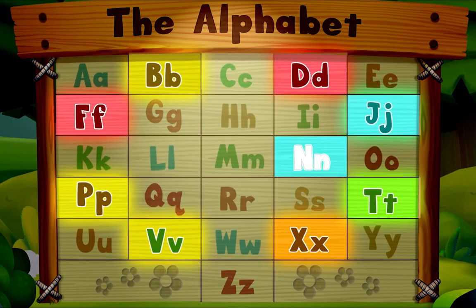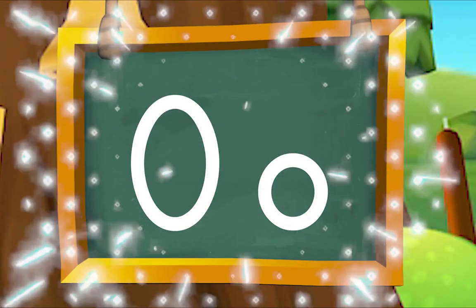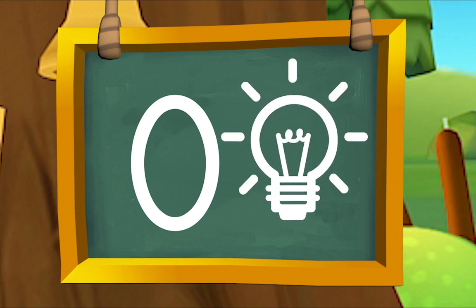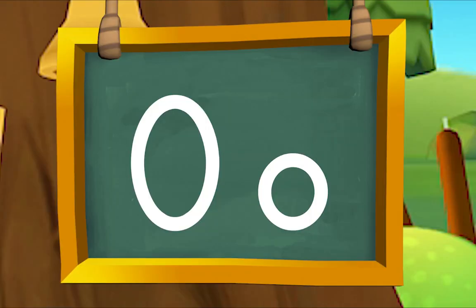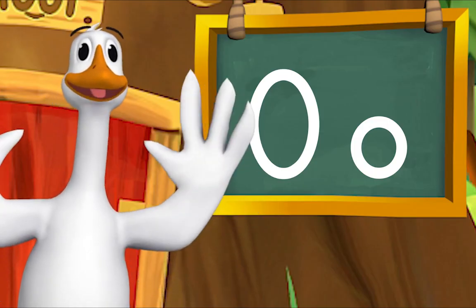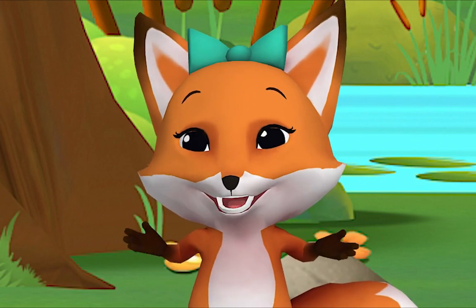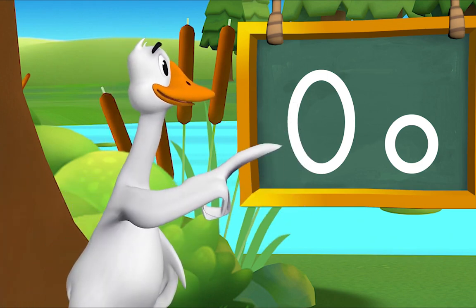Today's letter is O. O makes the sound "ah" in "on." Fox, repeat after me. Ah, ah, on. Now you try. Ah, ah, on. Outstanding. Mr. Goose, I'm going to tell everyone else what today's letter is. While Fox does that, here are more things that begin with O.